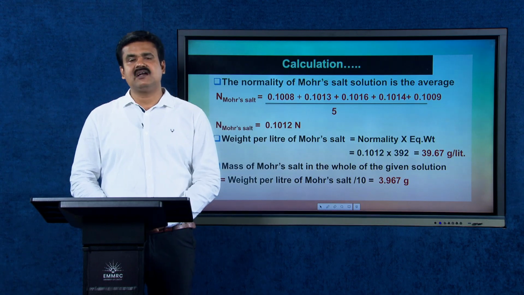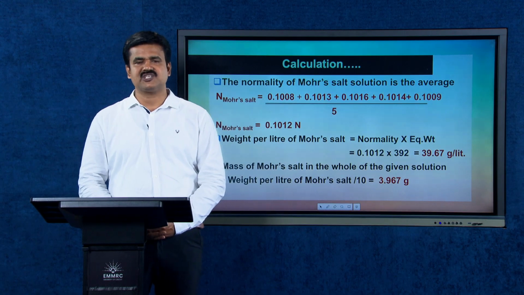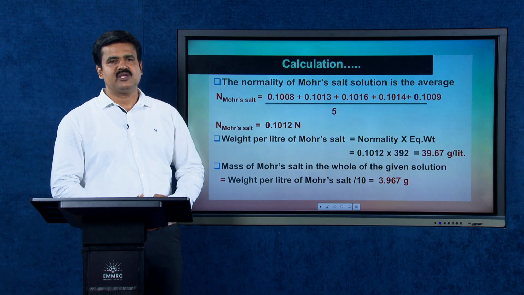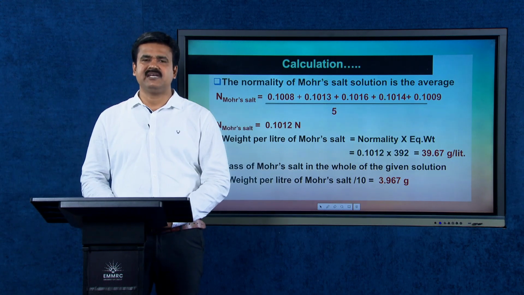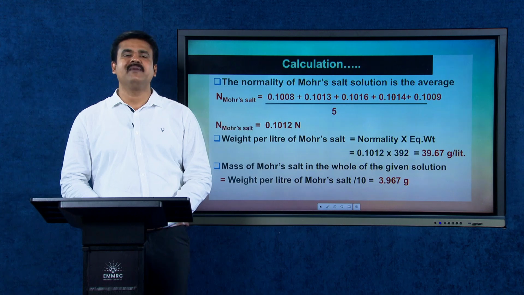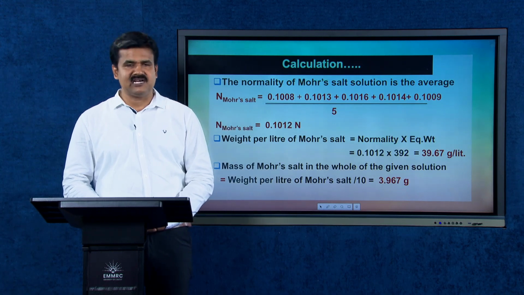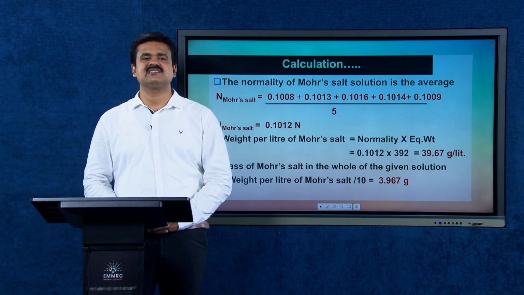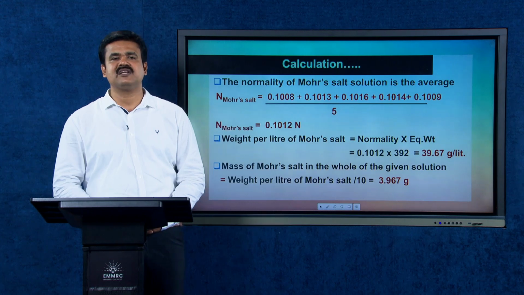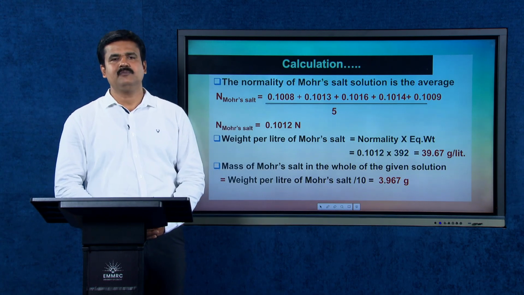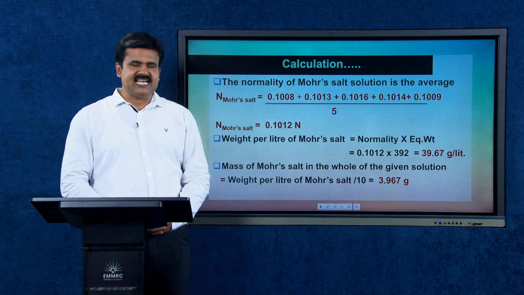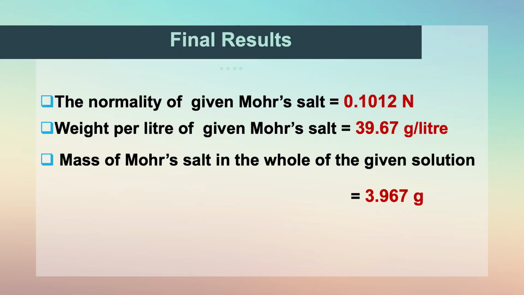Mass of Mohr salt in the whole of the given solution can be calculated by using this equation, weight per liter of Mohr salt divided by 10. This is because you made up the given solution into 100 ml. So, weight of the substance in the whole of the given solution is obtained by dividing weight per liter by 10, and the value will be equal to 3.967 gram. So, this is about the reporting of the final results.